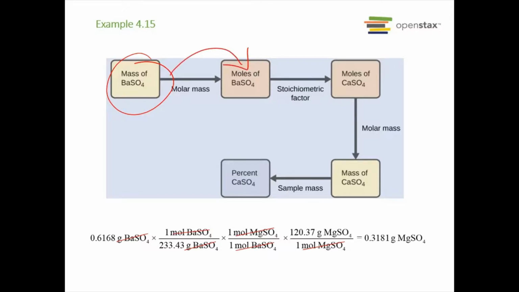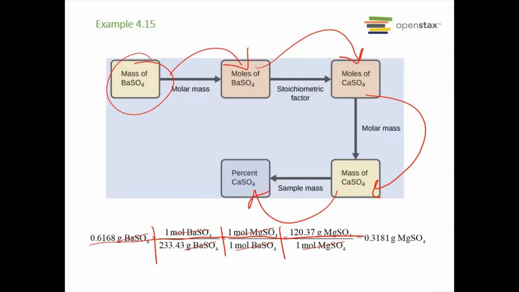And then you can use the moles of barium sulfate to get to moles of magnesium sulfate using that stoichiometric factor from the balanced equation. From there, you can get the mass of the magnesium sulfate and then do the percent, because you have mass of the sulfate divided by the sample.